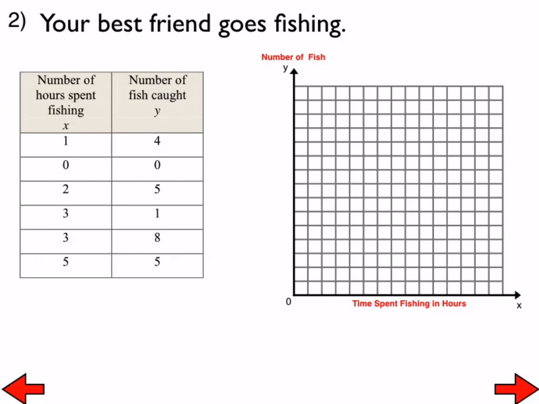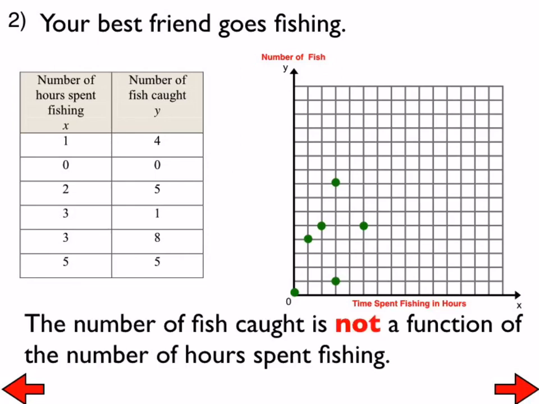Go ahead. All right, so if we plot our data, it looks like this. It should be very clear from both the table, because we have (3,1) and (3,8), or from the graph failing the vertical line test, that this is not a function because of those two pieces of data right there.